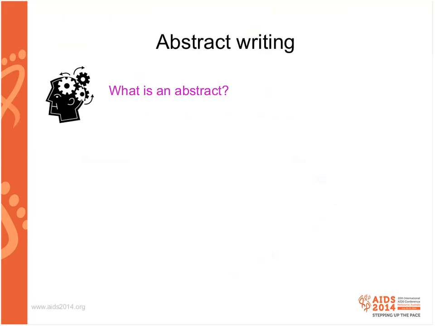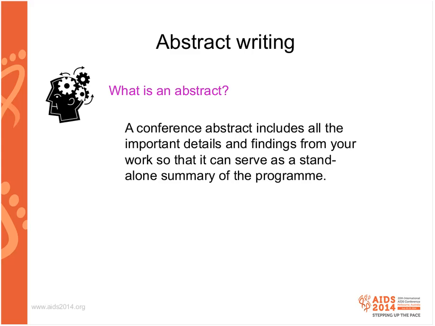Before we look at how to write an abstract, let's revisit the definition of what is an abstract. The conference abstract is a summary of your work that you would like to present and includes all the important details and findings from your program. It is important to remember that the abstract-driven sessions at the conference are more scientific in nature. Delegates look to these for evidence-based best practices and lessons learned.